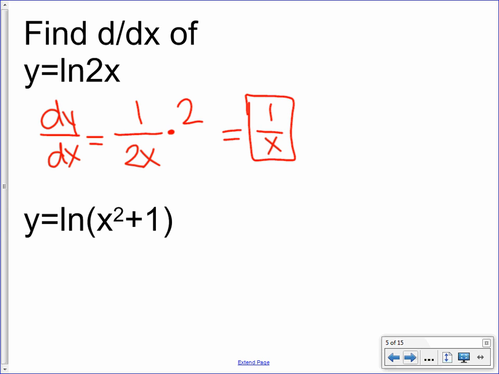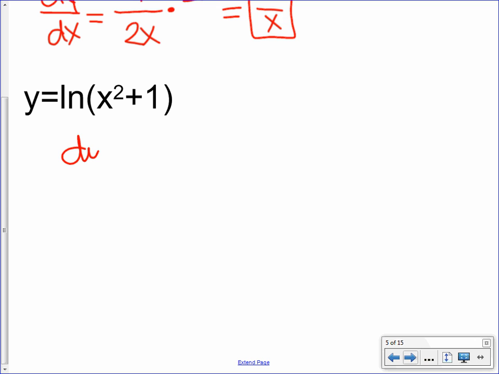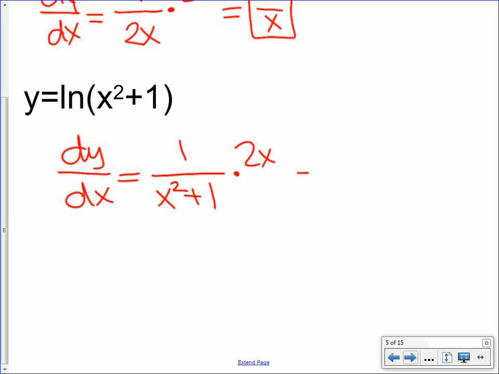Okay, what about this derivative? Derivative of the natural log: 1 over whatever, times the derivative of what's inside. So we have 2x over x squared plus 1.